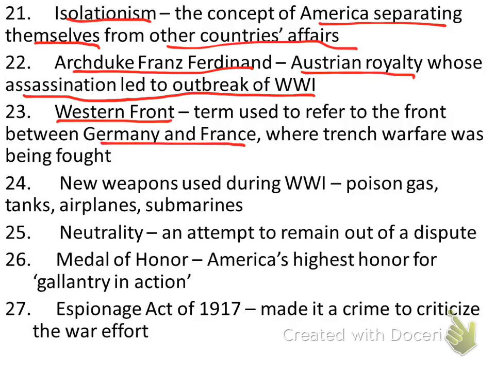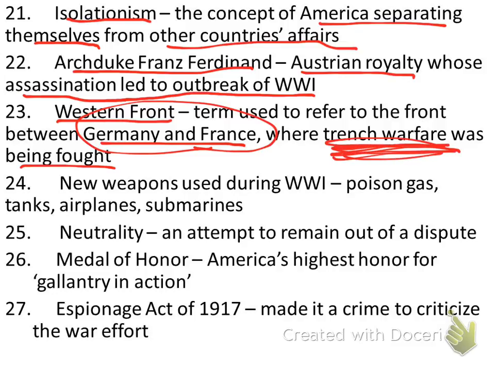And we will see some maps of this later on, not in this video, but we will see some maps showing that. And the Western Front also refers to the trench warfare that was being fought there between those two countries. And we'll take a look at some video, we'll take a look at some maps, and I'll show that to you down the road. But the Western Front refers to the battlefield between the countries of France and Germany where trench warfare was being fought.